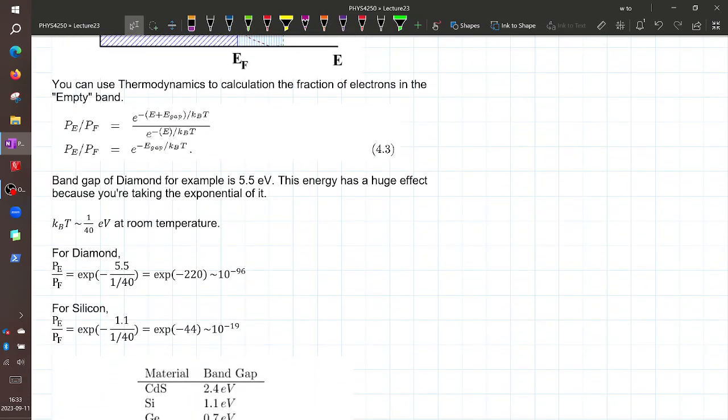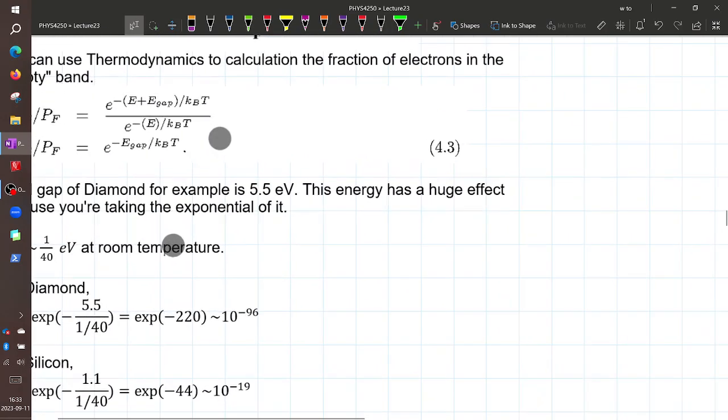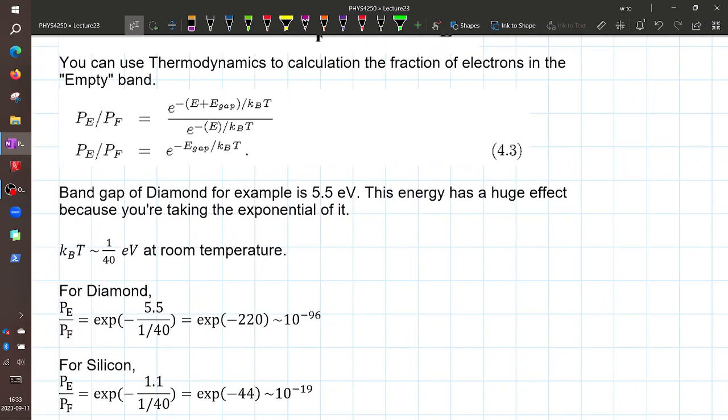And there's a crazy calculation to calculate this probability, and this is something I actually give you a homework on, so just pay attention to this, okay? So just know what this equation means. The probability, so P sub E means probability to be in the empty band divided by the probability to be in the full band, right? So what is the chance of an electron jumping into the next level?